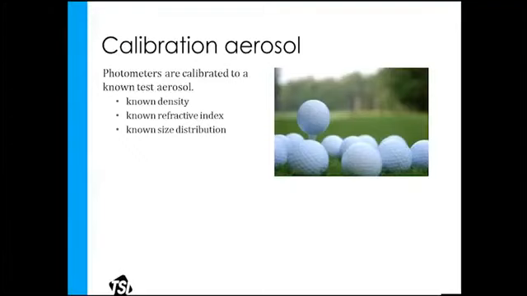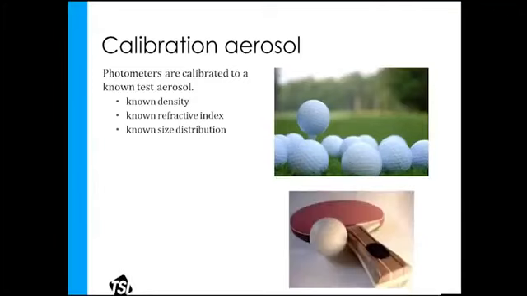So if a photometer would see all this light scattered from all these golf balls laying on the ground and know, oh, there's about 4 buckets worth. That's kind of what the photometer does. It knows what a golf ball weighs.